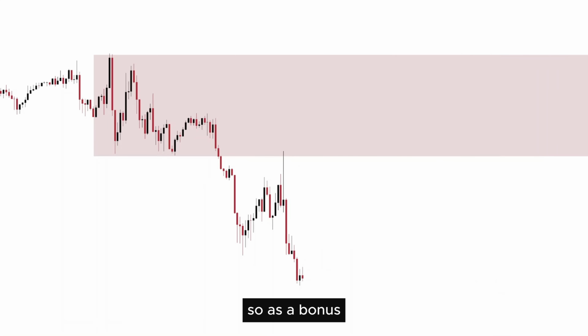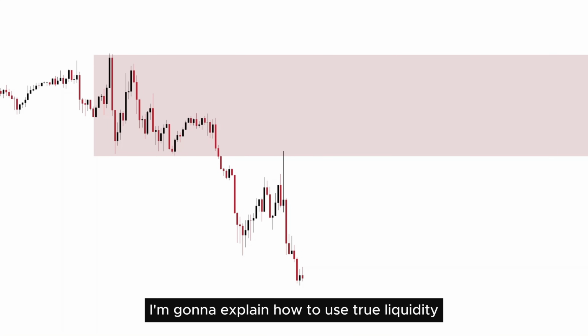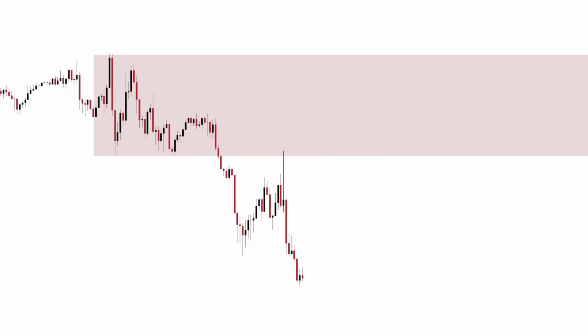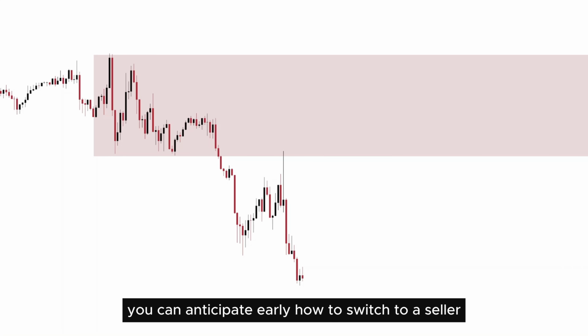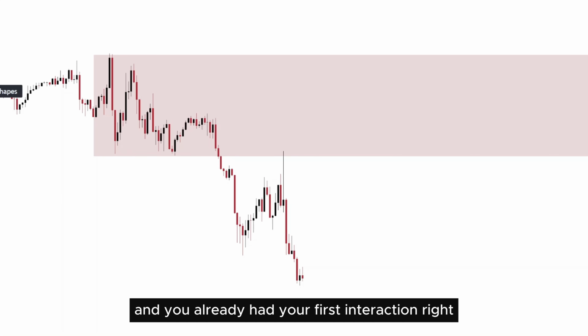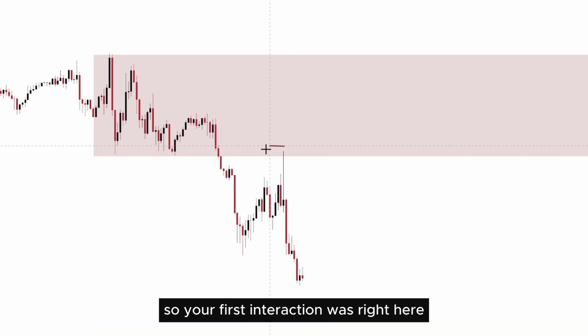So as a bonus, I'm going to explain how to use true liquidity, which would be your liquidity derived from your base, to anticipate a reversal and completely switch your position. By position, I mean if you're a buyer, you can anticipate early how to switch to a seller, or if you're a seller, how to completely switch to a buyer. So here, this is your base and you already had your first interaction, right? So your first interaction was right here.